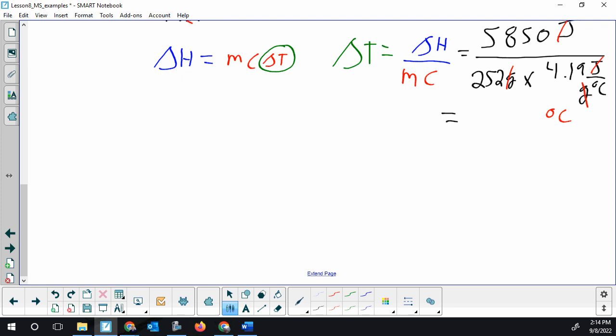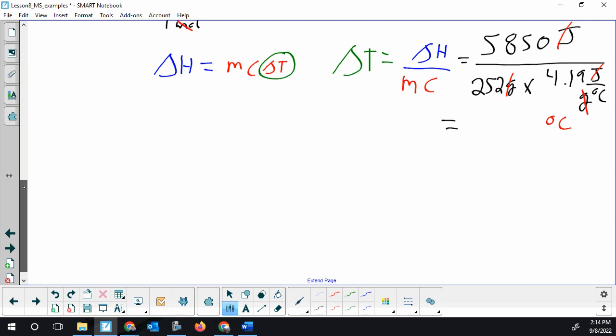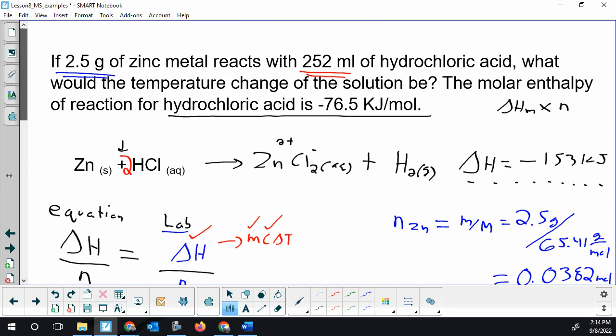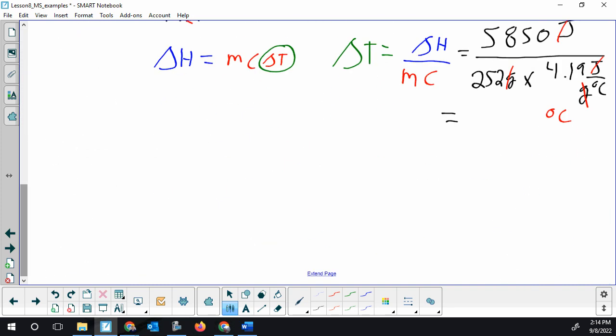I'm finally at the end, so I'm going to round. It's good to peek at how many sig figs you should have. And 2 sig figs is the lowest we had in any of our information. So I'm going to put 2 measured digits. So it ends up being 5, and then I'm going to round it to 5.5. And that gives me my 2 sig figs. So that 2.5 grams of zinc put into about 1/4 liter of hydrochloric acid is only going to heat it up a little over 5 degrees.